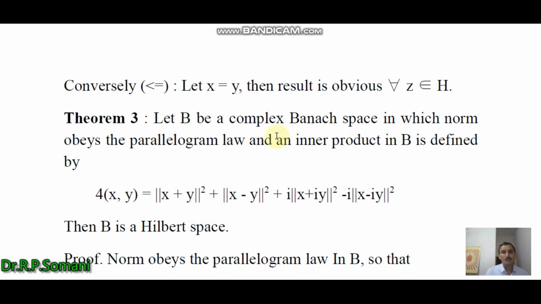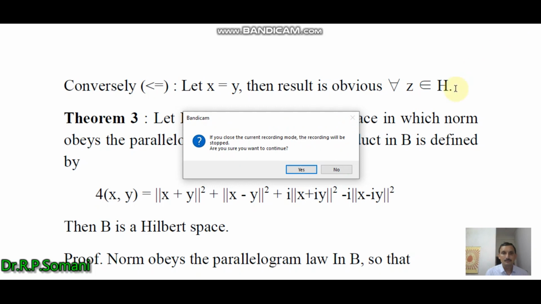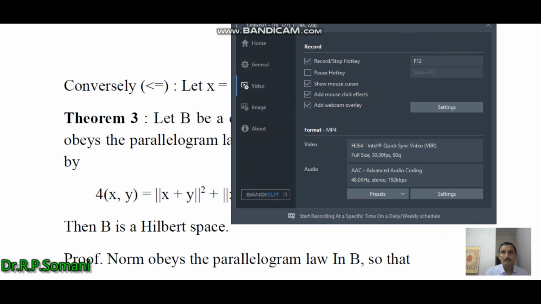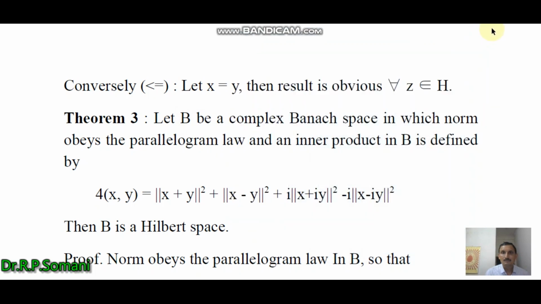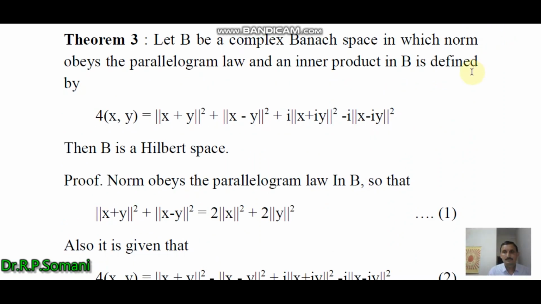So if in the complex Banach space B we have the parallelogram law and the inner product obeys this polarization identity, then B is a Hilbert space. So we prove this theorem.